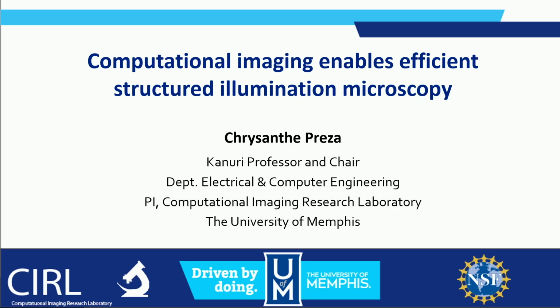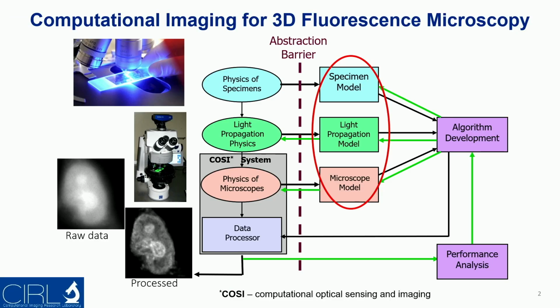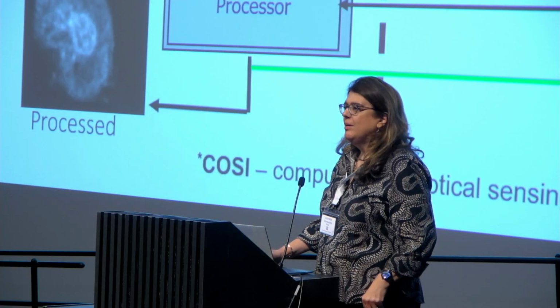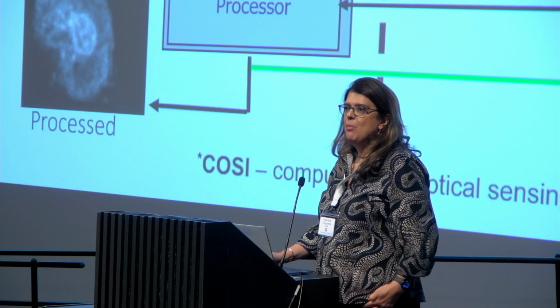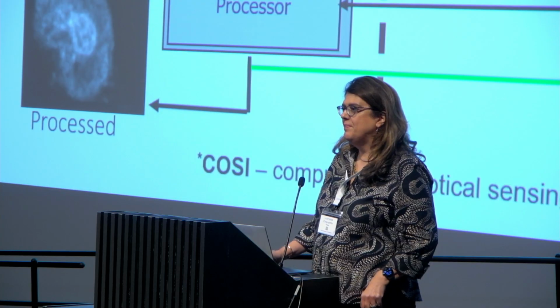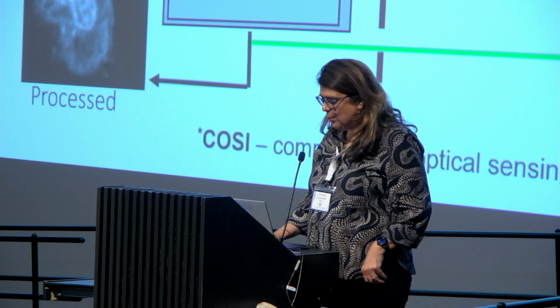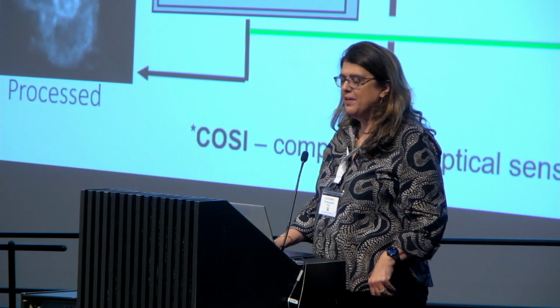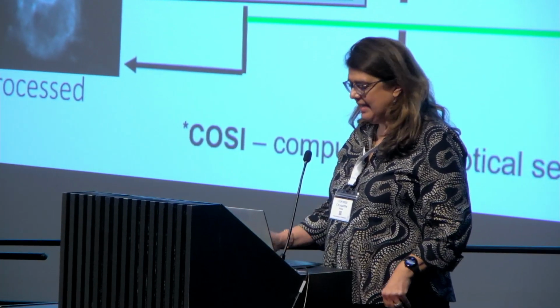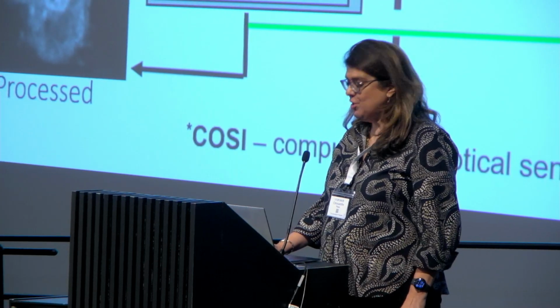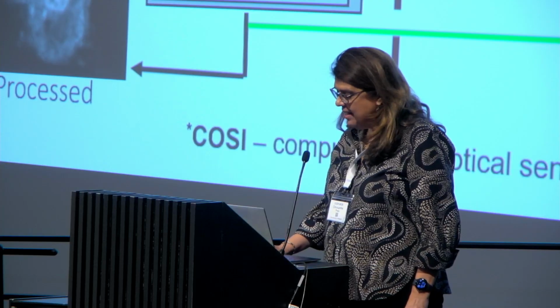Great. Thank you very much for the kind introduction. Computational imaging for 3D fluorescence microscopy. In our work, we focus on developing imaging models to abstract the physical phenomena that take place to create an image. And then we use those abstractions to develop algorithms to process the data and get more suitable images for applications with higher resolution and contrast.